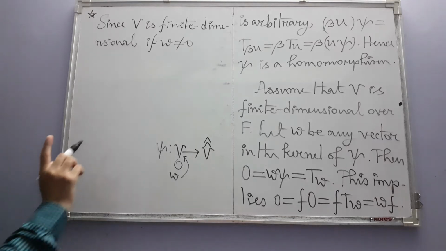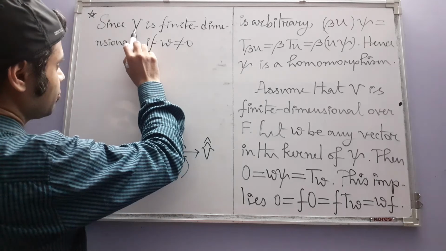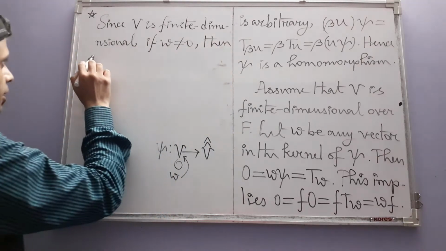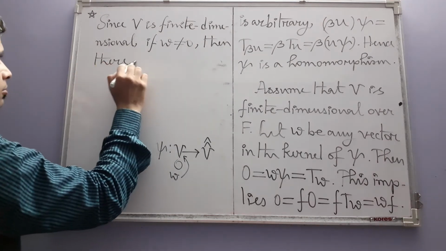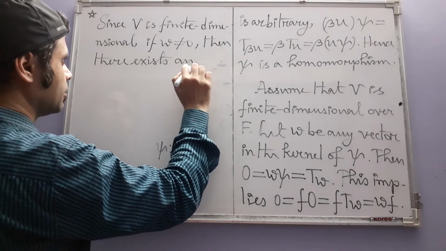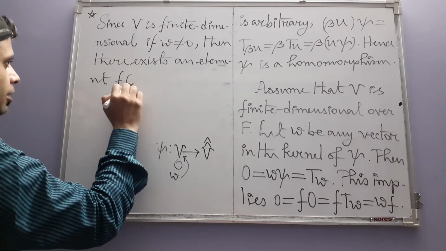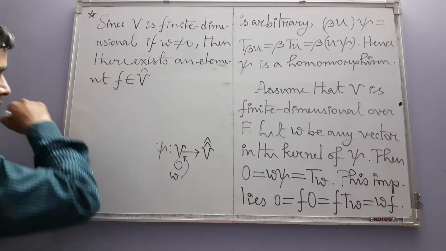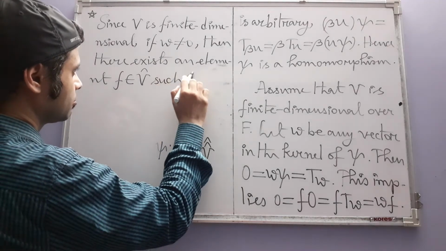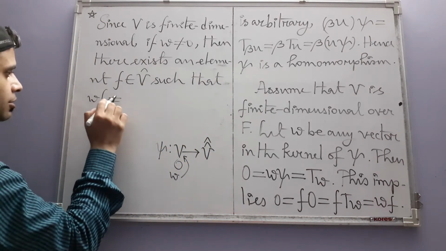Now if it happens that W is a non-zero vector in V, then due to the finite dimensionality of V, there exists an element f belonging to the dual of V. That means there exists a linear functional f such that its value at W is also non-zero.